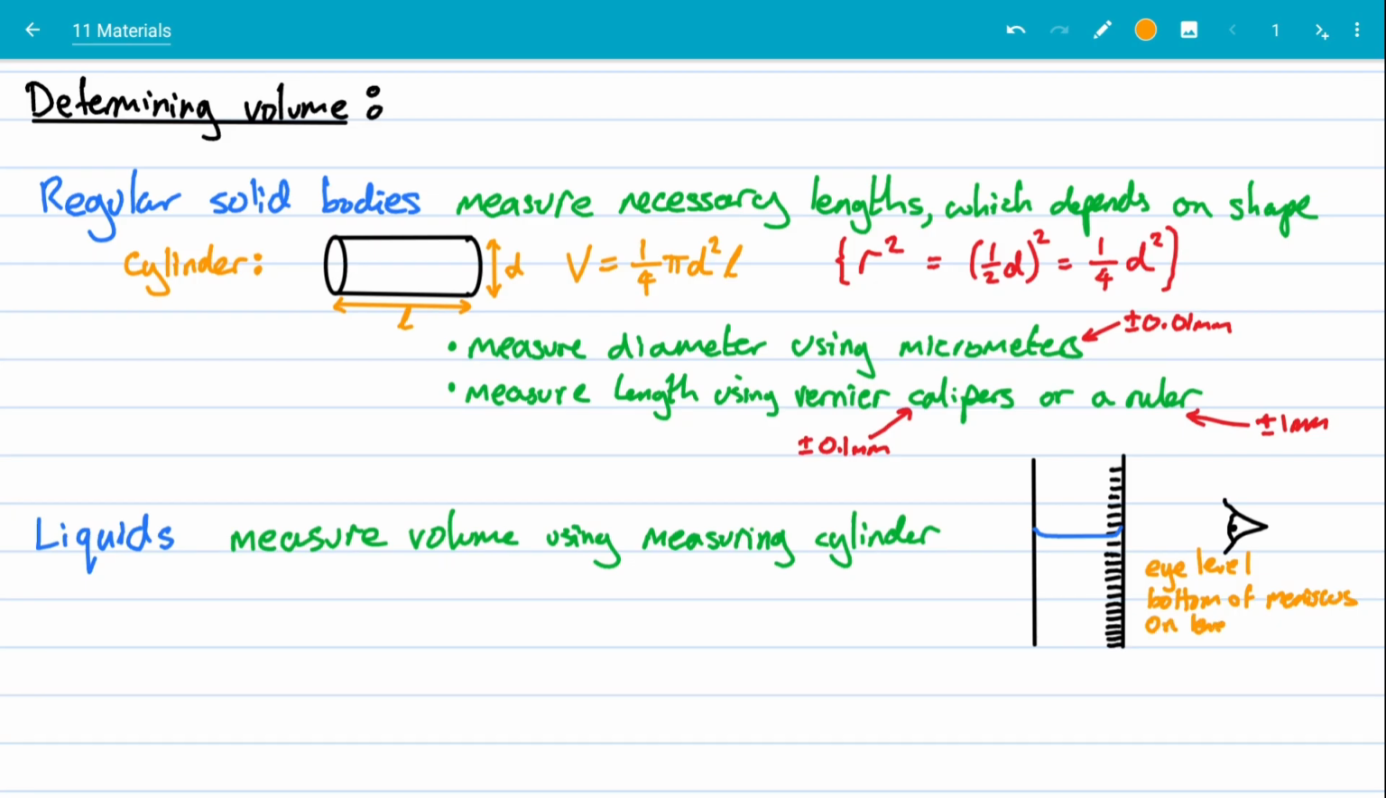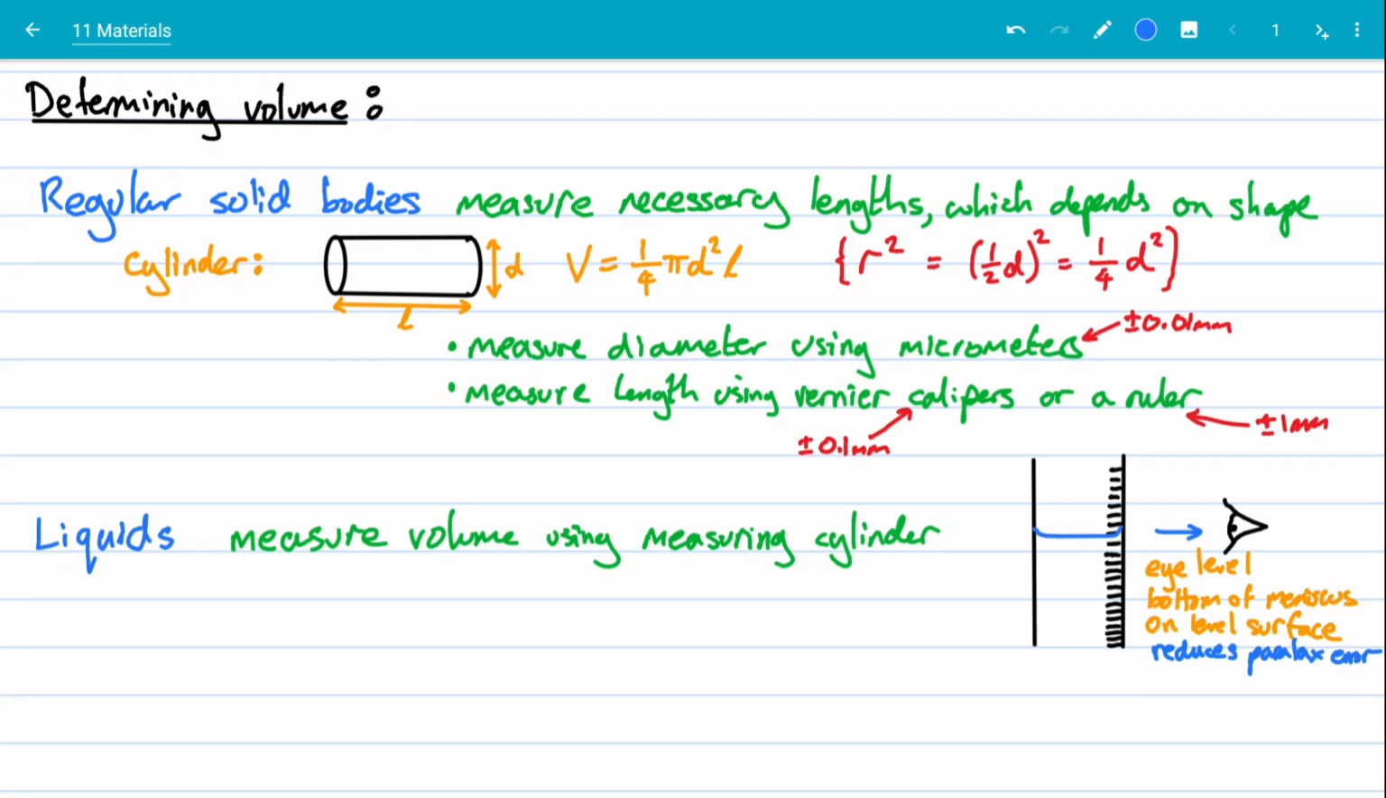You don't hold the measuring cylinder. You place it on a level surface, you bring your head down level with the meniscus, and then you look at the meniscus at eye level and read off the scale. All of that reduces what we call a parallax error.